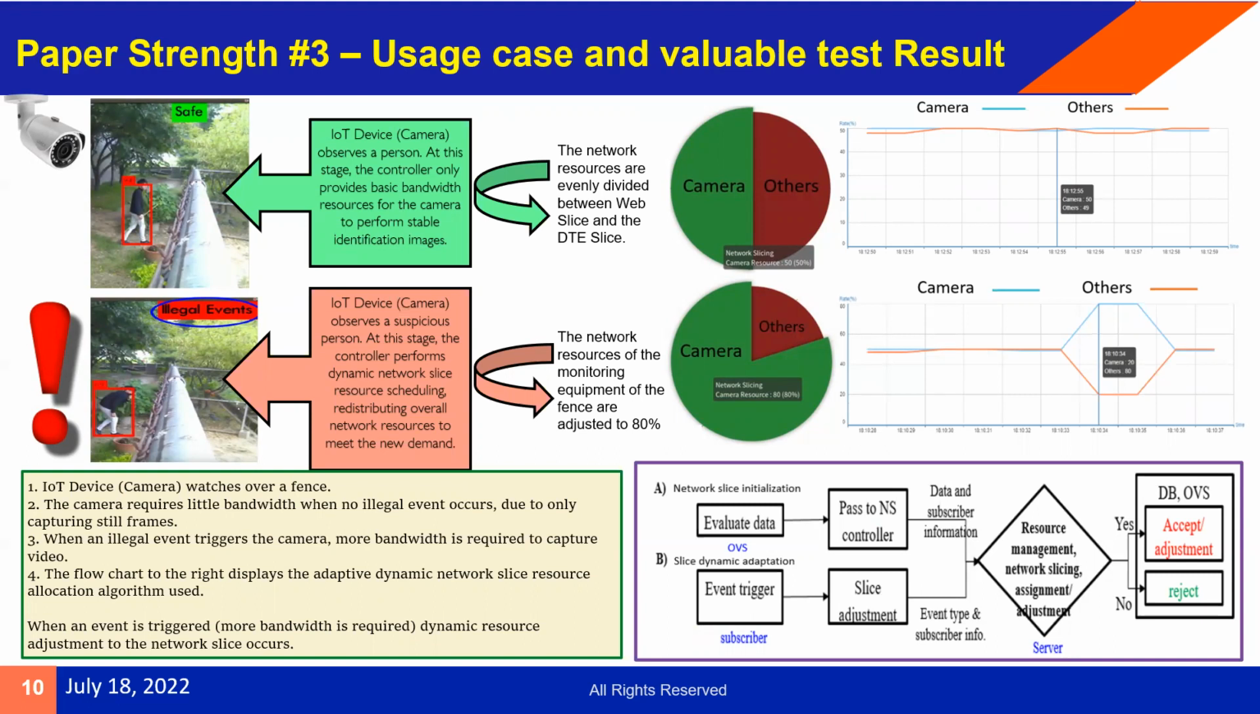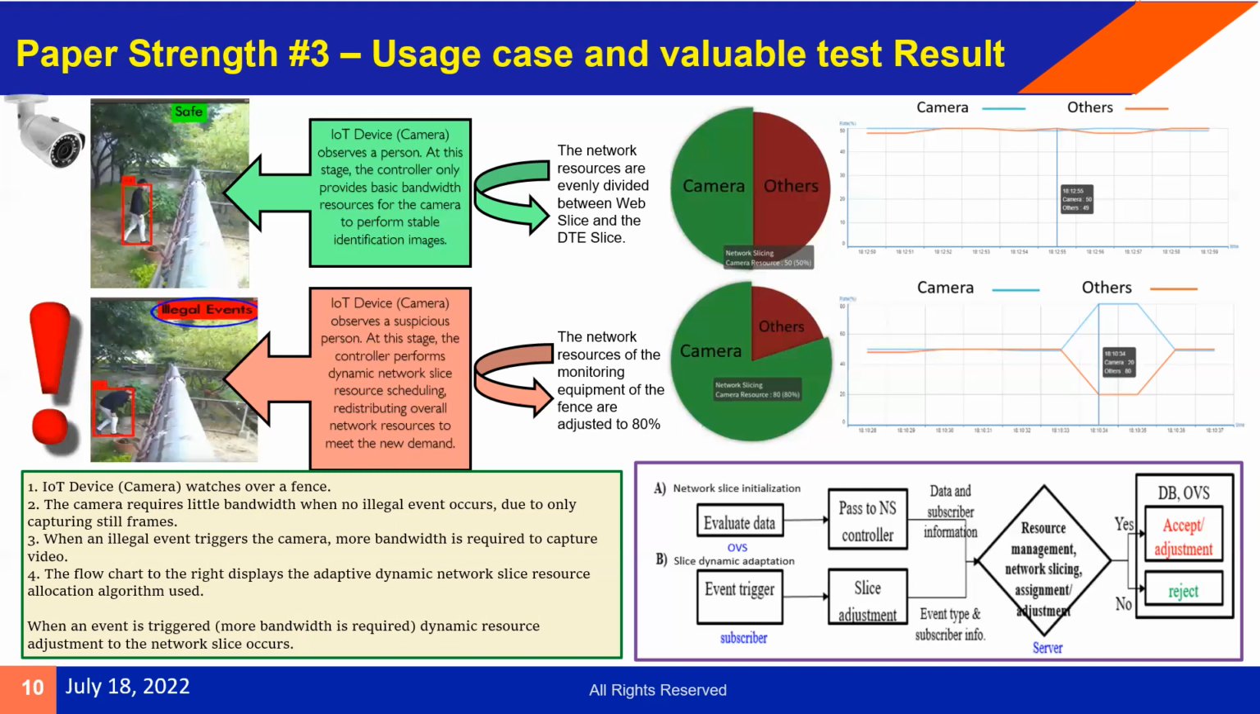These are basically still frames. It doesn't say how many per second, but I would imagine a very low amount. Moving to the right side of the screen, the network's resources are evenly divided between the web slice and the camera slice, which shows 50% down the middle, and the right side of the screen shows a graph, and both services are using 50%, which is what has been allocated to them.